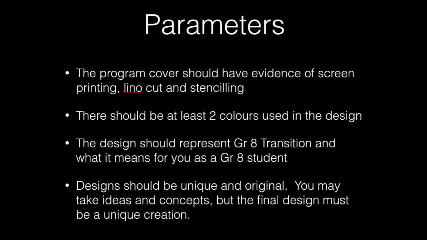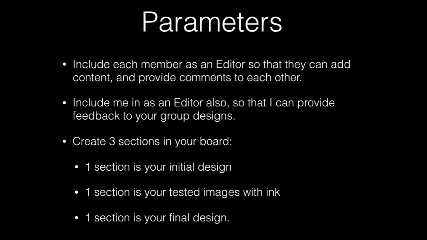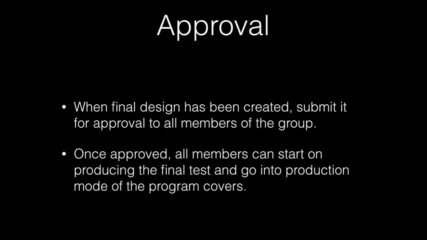The program should have evidence of the 3 styles that we're doing. There should be at least 2 colors in the design, and it should definitely be unique and original and represent something that means something for you as a grade 8 student. Each member should be, as an editor, also include me so that I can give you feedback, and create 3 sections in your board: initial design, tested images, and your final design. Don't forget that before everything happens, you do need to organize approval from the members of the group. Once you've done, you can start in on your final design and production mode.